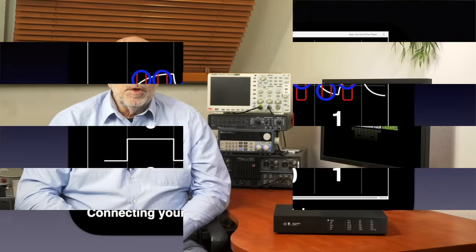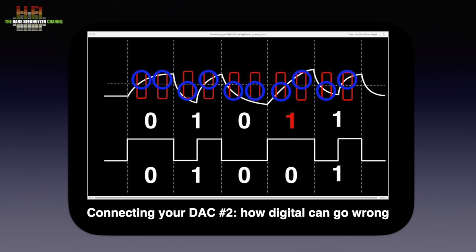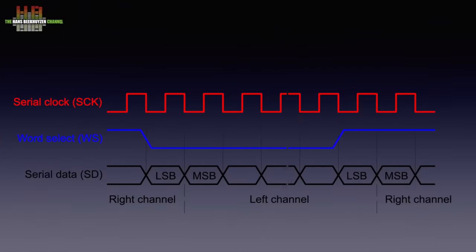In my video Connecting Your DAC number 2, How Digital Can Go Wrong, I explained how AES3 signals, SPDIF, Toslink and AES-EBU have the clock signal integrated in the data and how that can go wrong. Nowadays DACs like the CN2 offer I2S inputs. This not only has separate lines for the clock signal, it has a data stream line and a word select line. The clock marks when a new bit is sent. The word select indicates whether the bit in that clock slot is for the left or the right channel, and the serial data sends the bits.